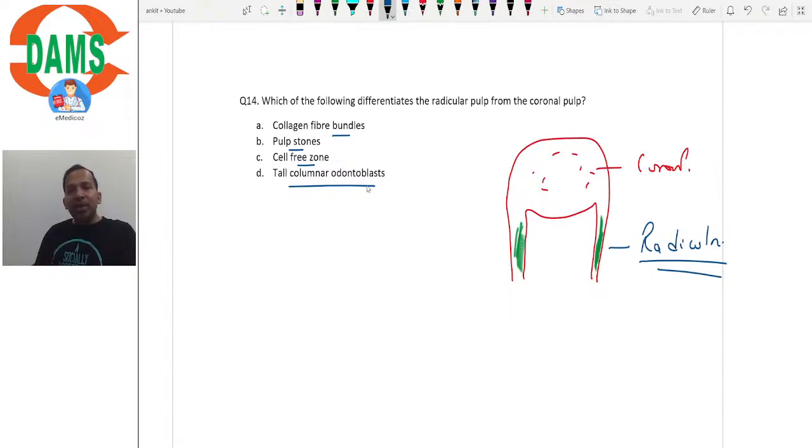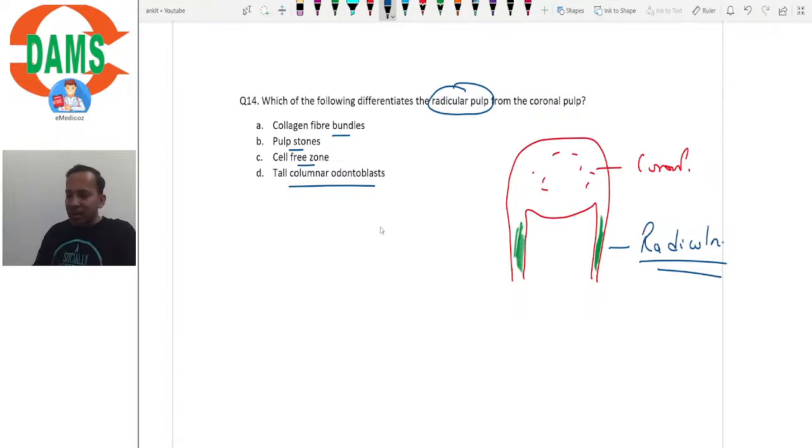So we need to find the feature that is specific to radicular pulp, because कौन सा फीचर है जो कि रेडिकुलर पल्प को डिफरेंशिएट करेगा कोरोनल पल्प से. ठीक है, या आप इस तरीके से भी देख सकते हो, look at these options and see which of these options are present in coronal pulp, which of these options are present in radicular pulp. If you find more options that are specific to radicular, then obviously we are talking about the one which is present in coronal. And if you find more options that are common to coronal, then you will have to go with the option that is common to radicular. तो कोई सा भी पाथ ले लो, आंसर सही आने वाला है.